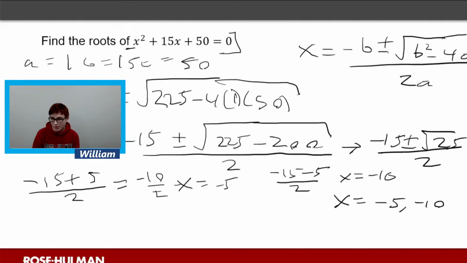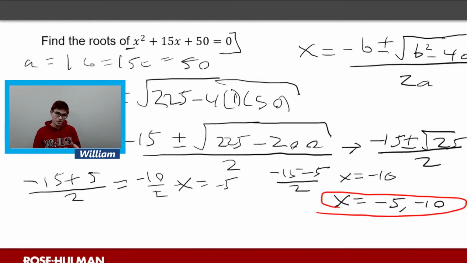If we end up graphing this function and we go look at a graph, we'll see that at the points x equals negative 5 and x equals negative 10, it will pass the x-axis, which means it has a y-value of 0.